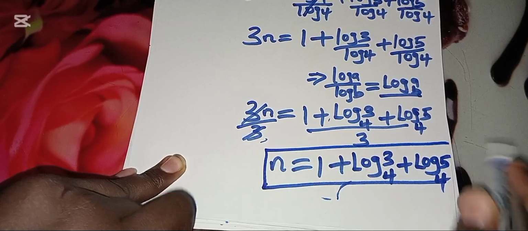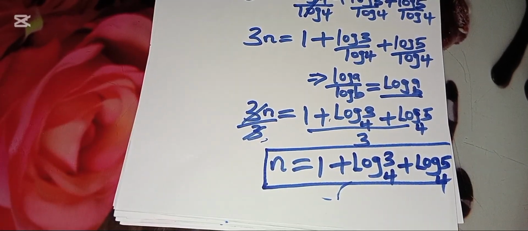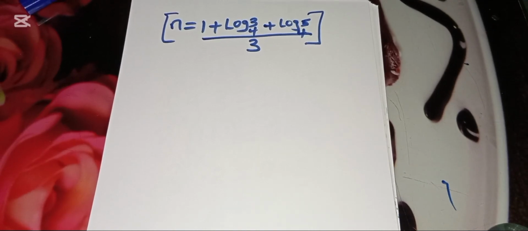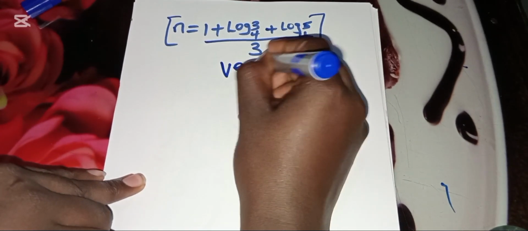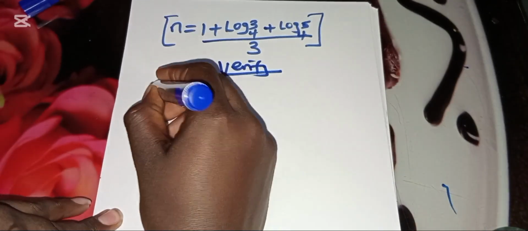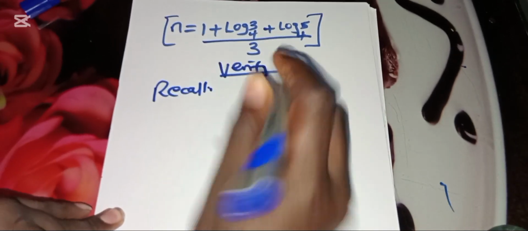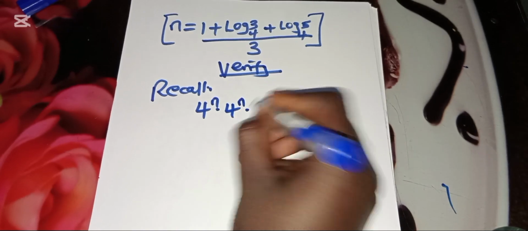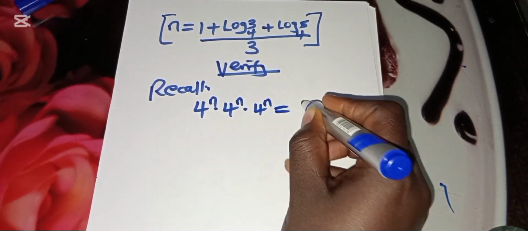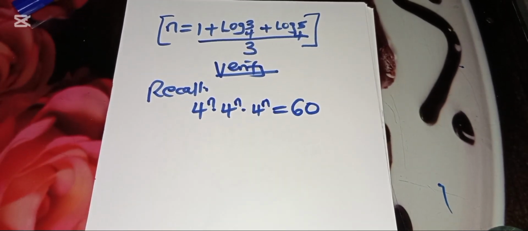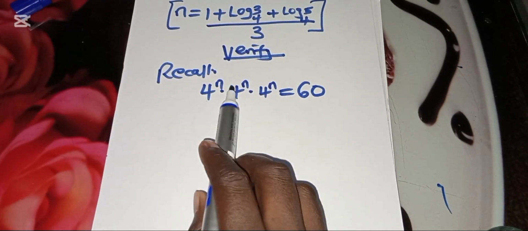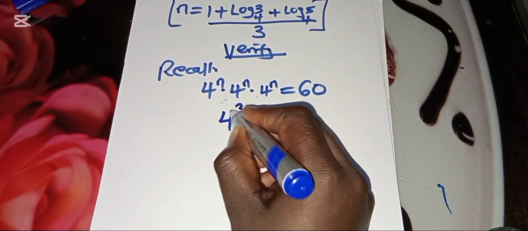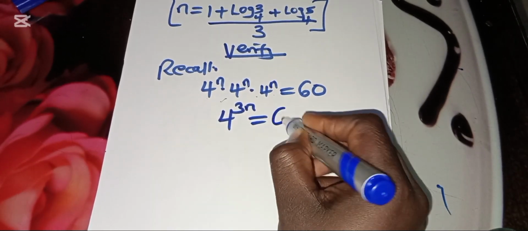So let's verify that this value of n satisfies the equation. If you recall, 4 raised to power n multiplying by 4 raised to power n multiplying by 4 raised to power n is supposed to give us a value of 60. This can be expressed as 4 raised to power 3n, which is equal to 60.